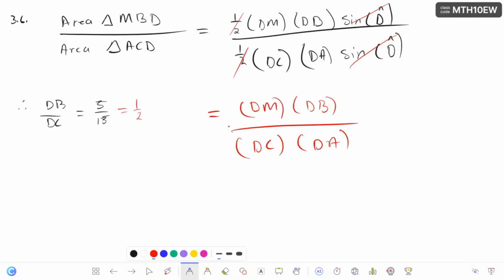So now we know that also dm over dA is equal to 1 over 3, or is equal to 5 over 15, which is equal to 1 over 3. So here we are simply going to say 1 over 3 times 1 over 3. And the answer is going to be 1 over 9.